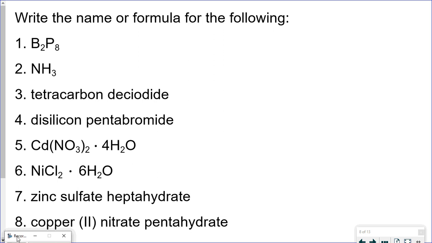Hey guys, this video is going to go over the warm-up for molecular nomenclature and hydrates as a review from yesterday. So remember, molecular is between a metal and a nonmetal, so it does have prefixes to indicate the subscript. So we have B2P8. B is boron, and 2 is the prefix di, so this will be diboron. And then P8, P is phosphorus. So remember, we're going to add that IDE ending. And 8 is octa. So this will be octaphosphide.